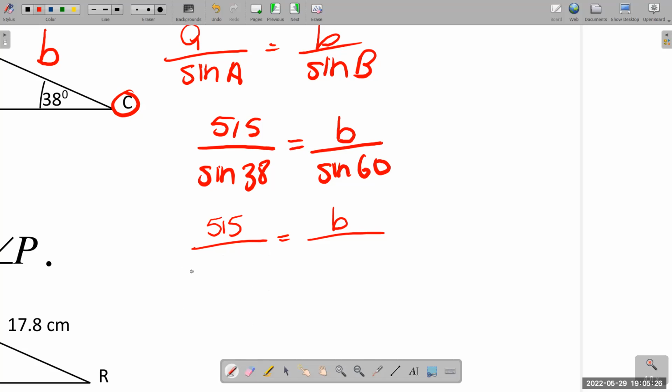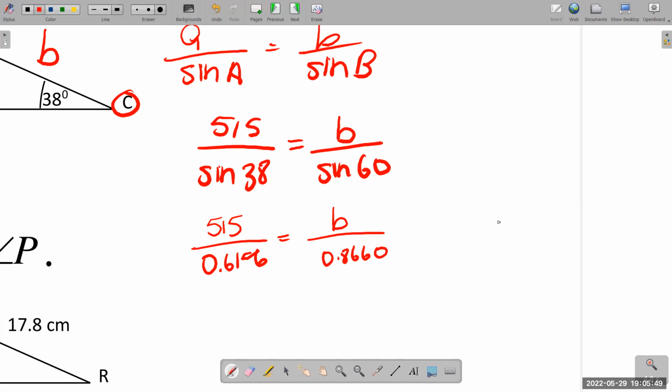Which one is it? That's correct. So sine 38 is 0.6156. And then sine 60 is 0.8660. That's what you get when you put in sine 38.